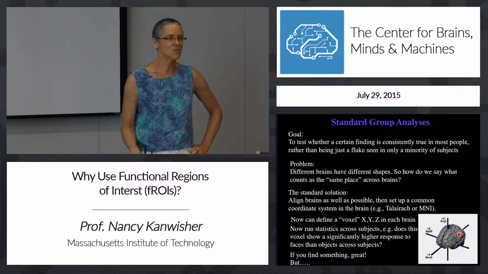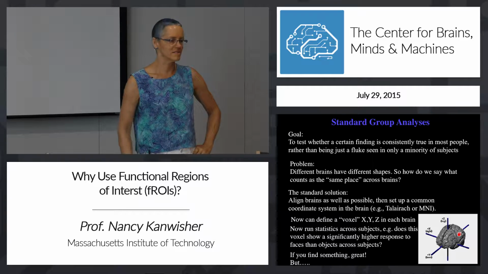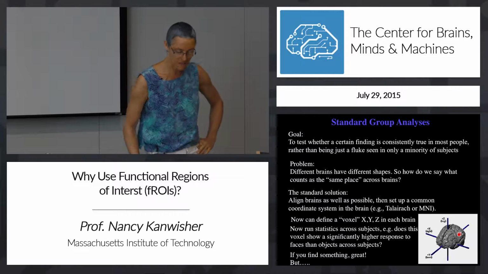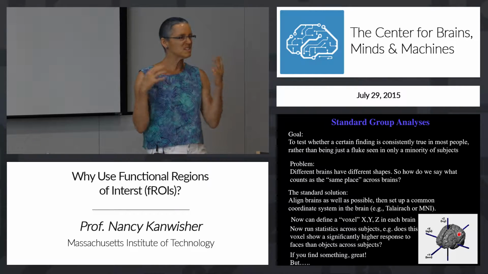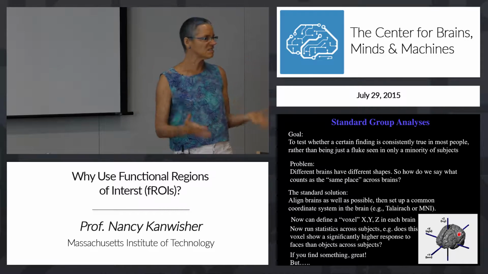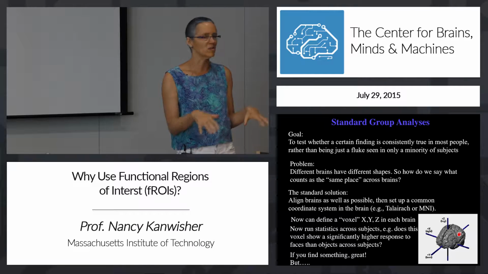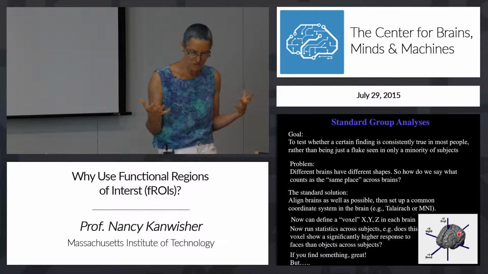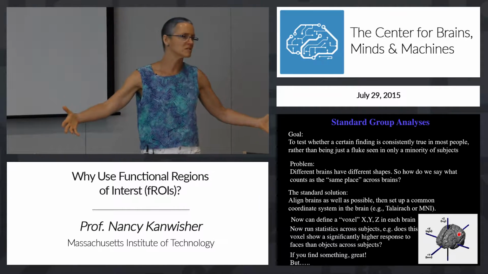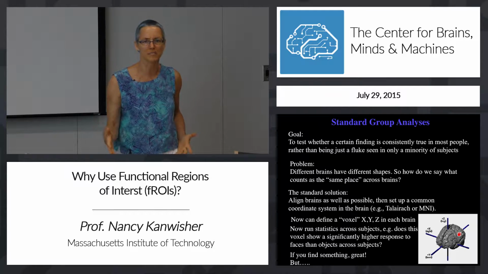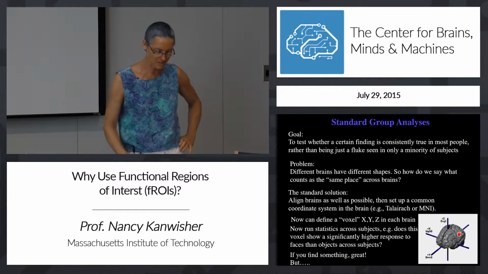So first, let's start with standard group analyses. The goal of a standard group analysis is to be able to say something that's generally consistently true in most people. So the goal is to do a statistical test on your brain-based data to say what is generally true across this batch of subjects, rather than just found in one or two subjects. What is the general case?